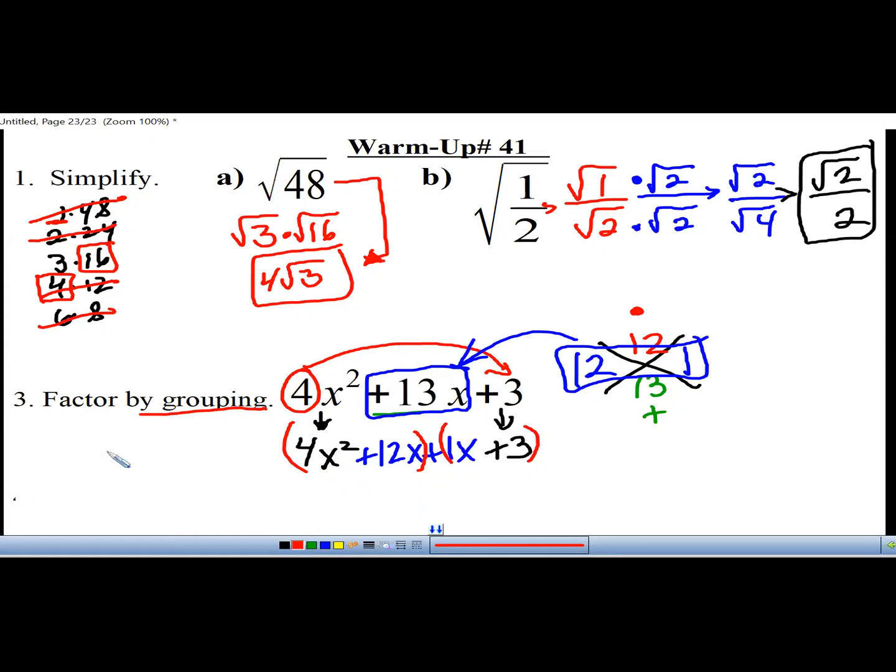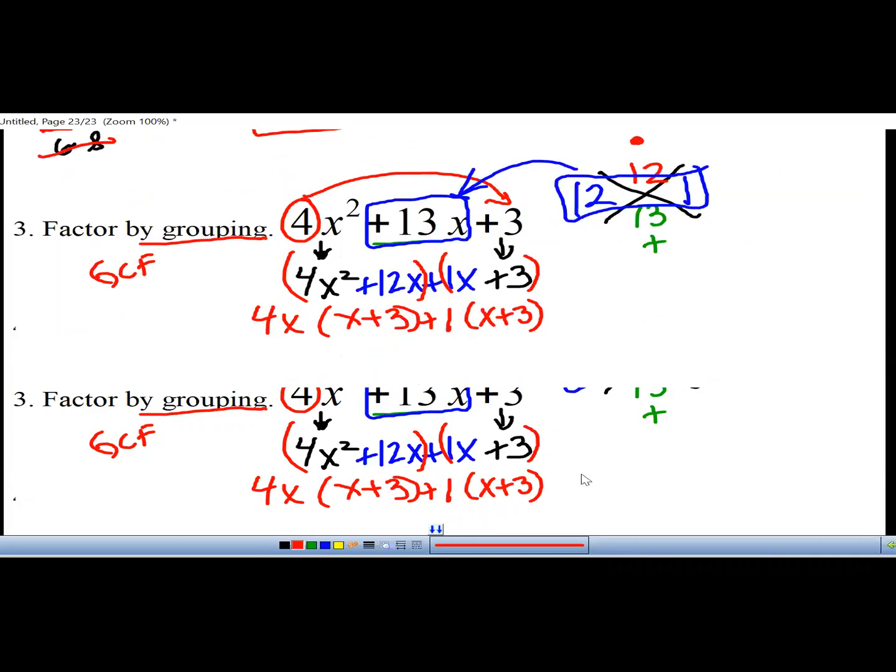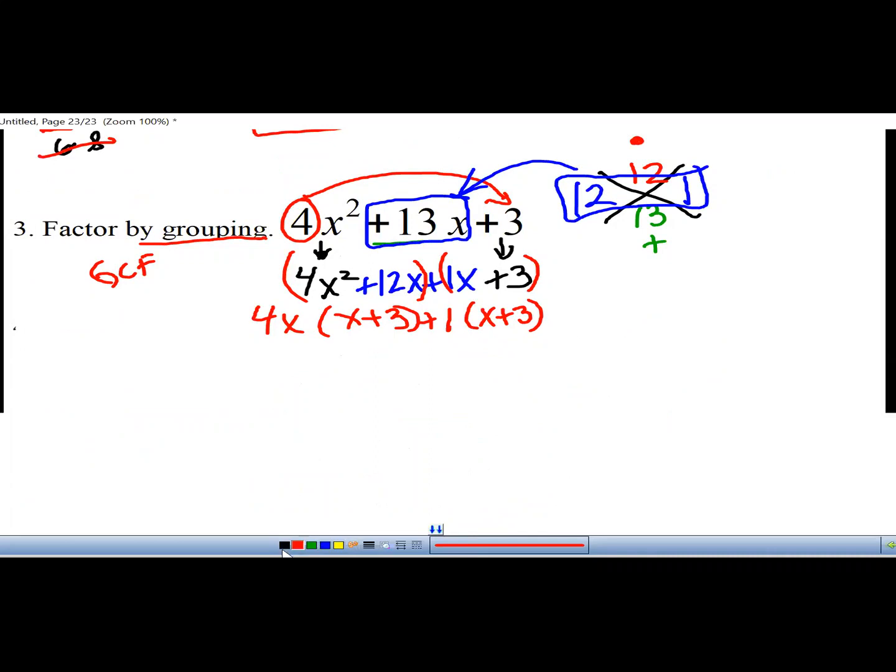So let's check for GCF. What is the GCF for the first 2 terms? 4x, we're left with x plus 3. What's the GCF for the last 2 terms? The only possible one is 1, and we're left with x plus 3. I see you, Alberto. You're like, 1, Mr. Q. All right.